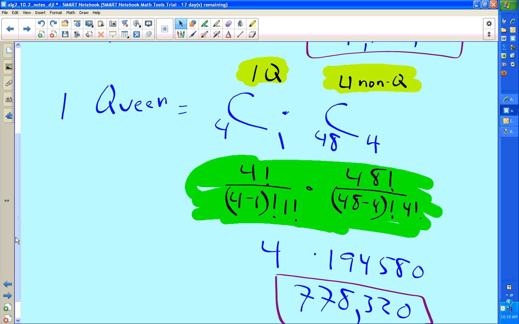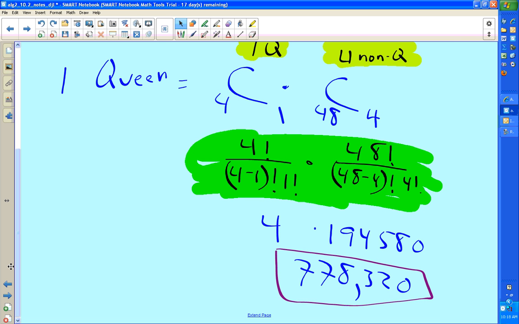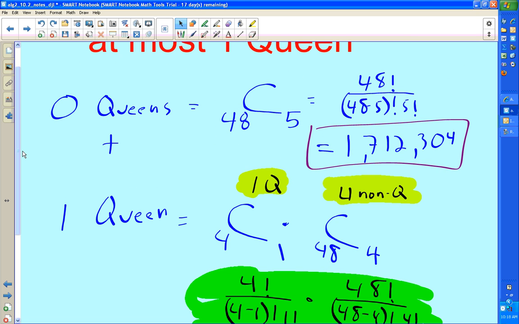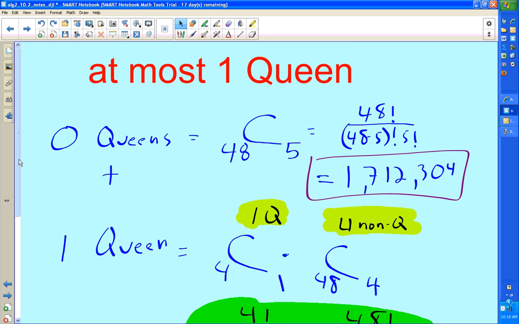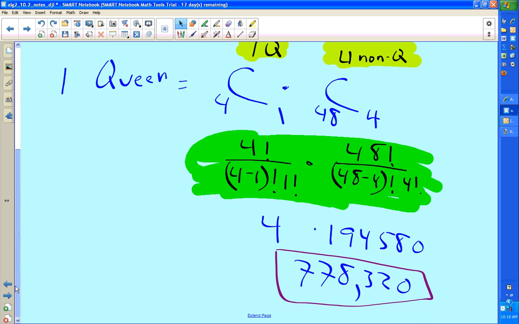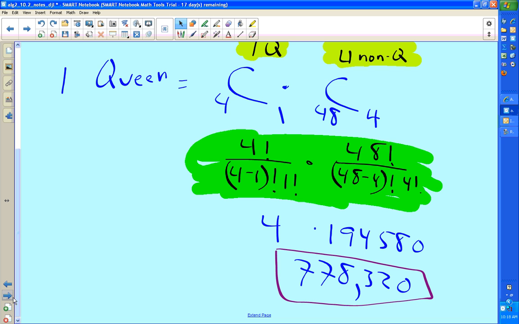So there's 4 ways to choose your one queen, and 94,500 ways to get 4 non-queens. When you multiply them, 778,320 different hands that have only one queen. And we know that there's 1,712,304 where you don't have any queens. So how many ways are there to get at most one queen? What would you do? Add them together. So the 1.7 million and the 778,320.